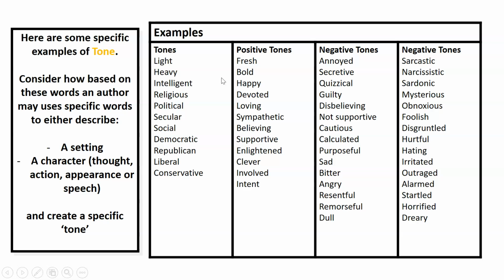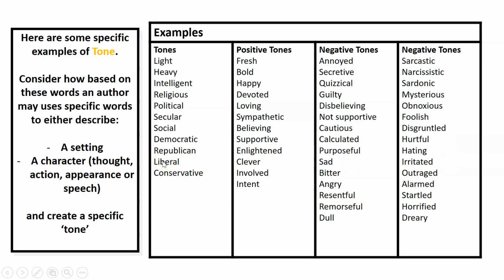And consider how these words might help describe a certain piece of writing that you might have read in the past or am reading currently. So we have various tones such as light, heavy, intelligent, political, social, liberal, conservative, or more in terms of understanding, we have positive tones. So something that might be happy or clever or sympathetic, as opposed to something that has a negative tone where you might read it and the voice of the character has an angry tone, or they're resentful, or maybe they're feeling guilty, or potentially obnoxious, foolish, or hurtful, or even irritated.